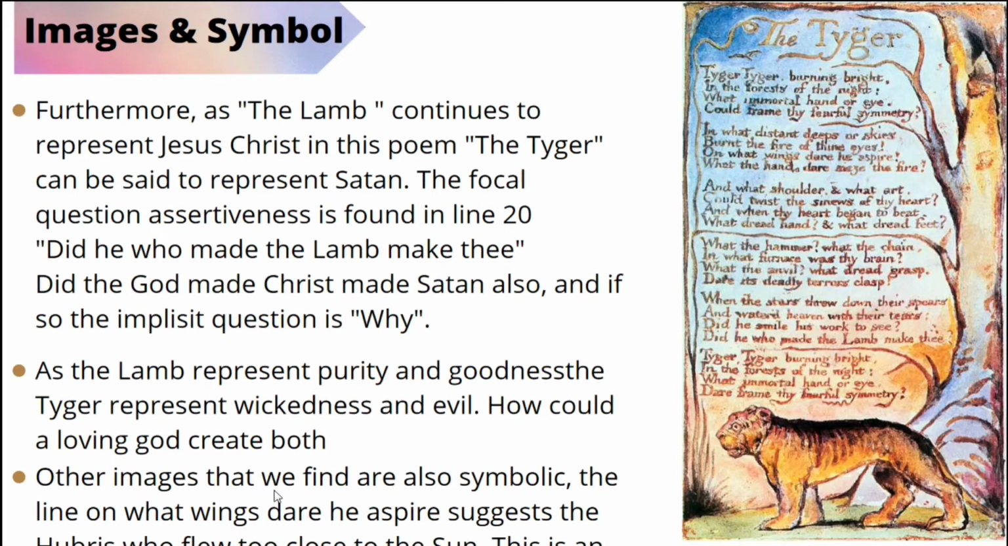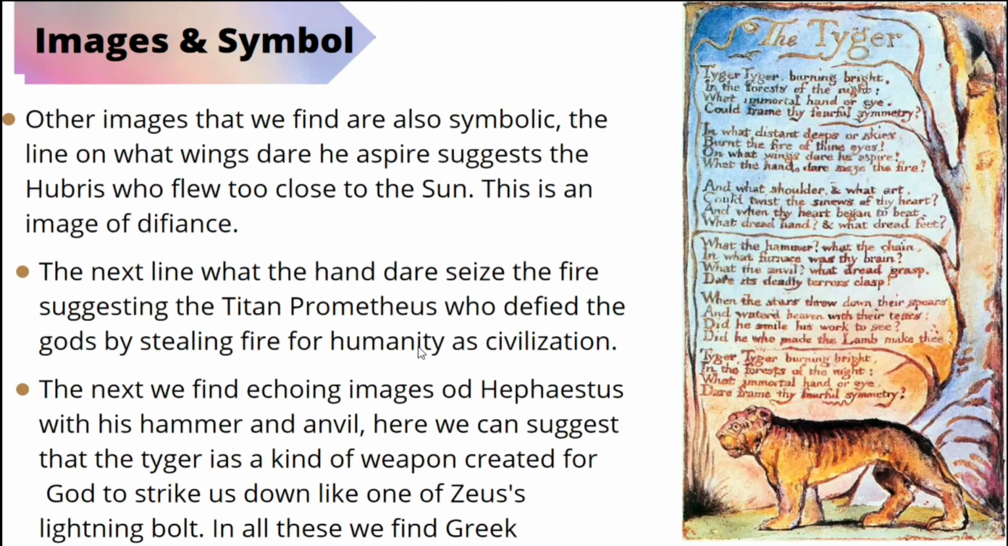Other images that we find are also symbolic. The line "On what wings dare he aspire" suggests the hubris of Icarus who flew too close to the sun. This is an image of defiance. The next line, "What the hand dare seize the fire", suggests the Titan Prometheus who defied the gods by stealing fire for humanity as civilization.